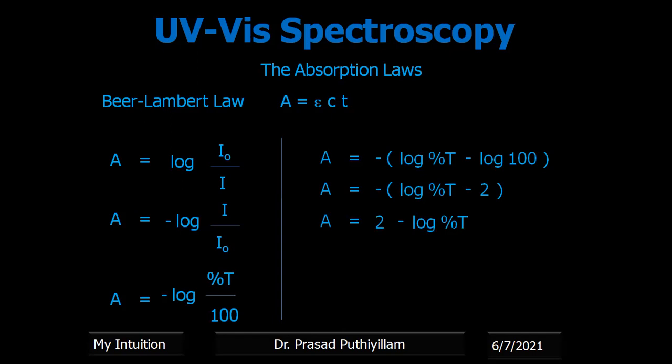Therefore, this expression can also be used for doing numerical problems based on UV visible spectroscopy, where if you are given the value of percentage transmittance, then how much is the absorbance? Absorbance is equal to 2 minus log of percentage transmittance. That's about the Beer-Lambert law, its numericals and the derivation of expressions.